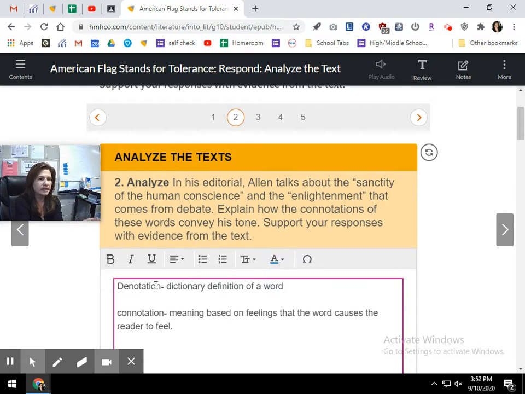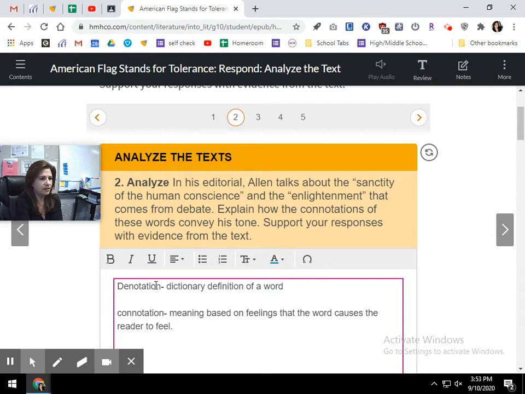So what feelings are elicited by the phrase sanctity of the human conscience, and enlightenment? Let's think about it a minute. He says there's a sanctity in the human conscience. The human conscience is whatever is inside you that makes you know the difference between right and wrong. And he says that there is a sanctity to that, a reverence that should be respected. The human conscience is sacred. Each person's individual conscience.